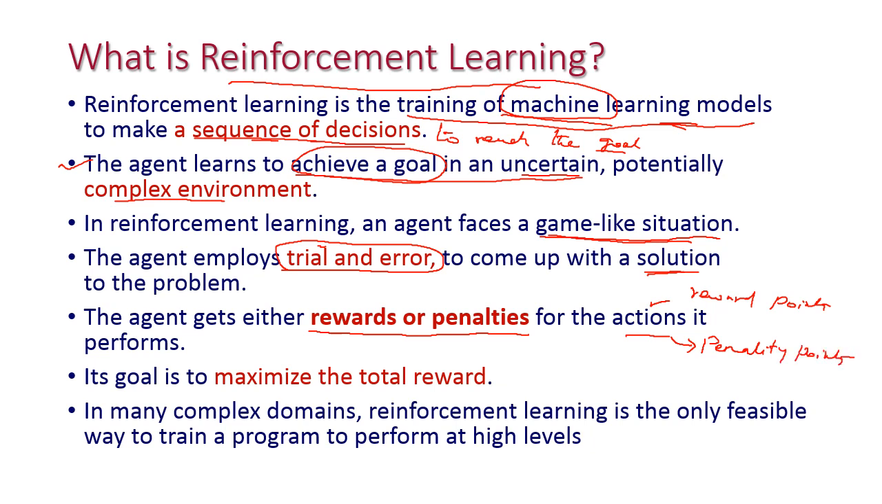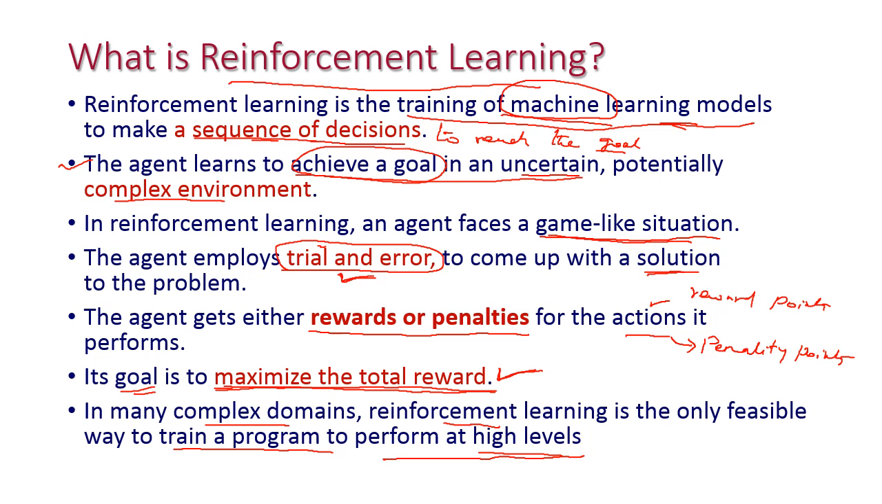So what is our goal? Our goal is to maximize the total reward points. So how do we get the maximum total reward? Only by trial and error. The first time we cannot get the maximum reward points, so repeatedly we have to do the same process again and again. Finally the machine will learn how to reach the maximum reward points. In many complex domains, reinforcement learning is the only feasible way to train the program to perform at high levels.